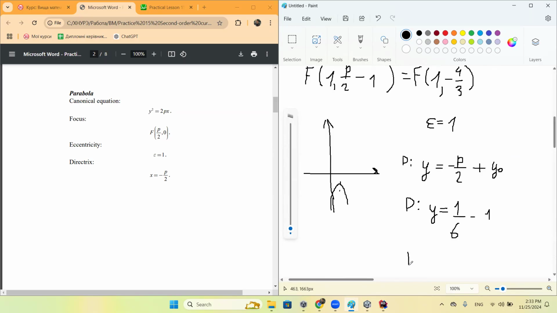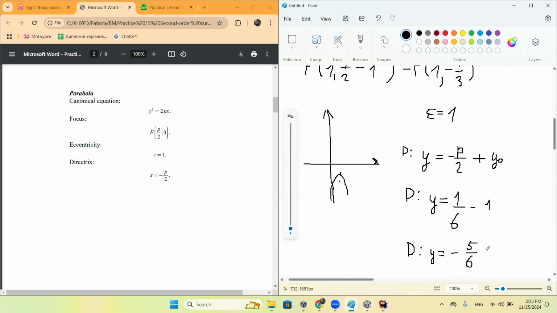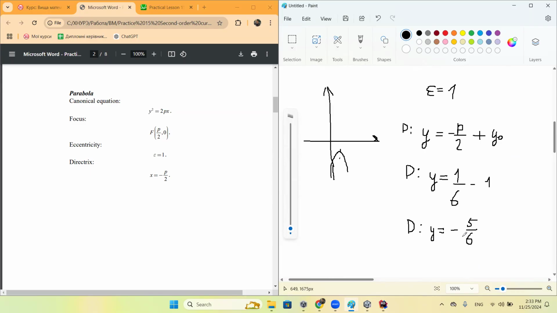So finally, y equals minus 5 by 6. So this is the directrix equation. And that's all that we found for the parabola.